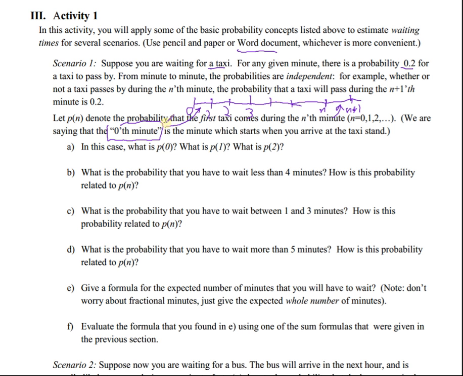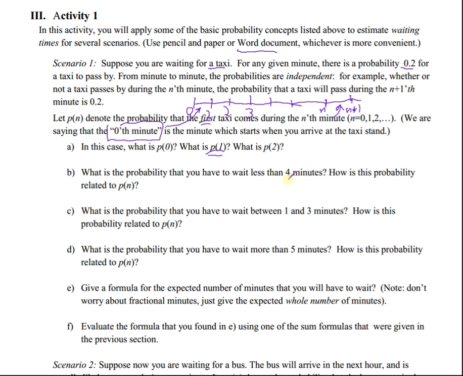Now P of 0 is the probability that the first taxi arrives in this interval. That one should be pretty straightforward. The probability that the taxi arrives in any interval is 0.2. P of 1 is the probability that the first taxi arrives in this minute. Now, how is that possible? Well, if the first taxi comes in this minute, it can't come in this minute. That means no taxi comes in the 0th minute, and a taxi comes here.